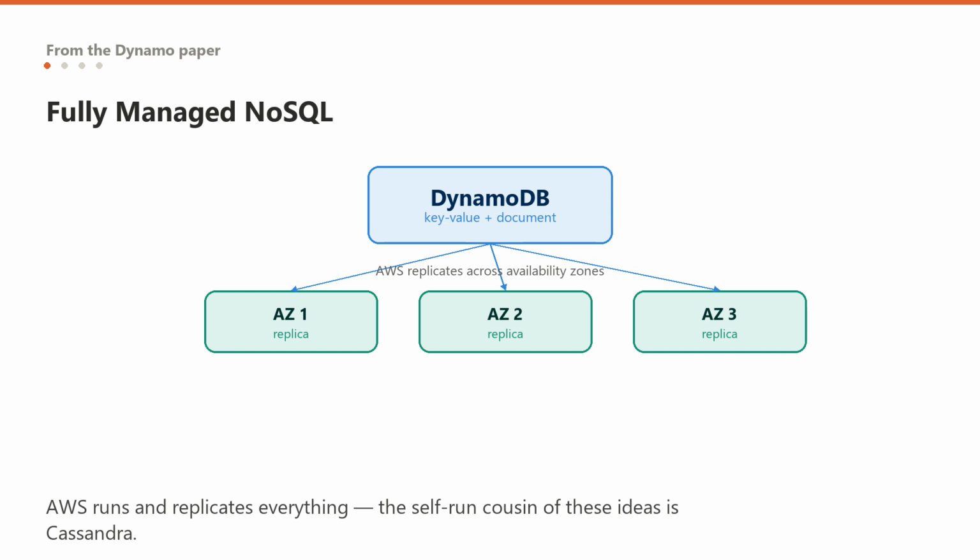It automatically stores copies of your data across multiple availability zones for durability, and it delivers single-digit millisecond latency even at enormous scale. Keep in mind, DynamoDB grew out of Amazon's Dynamo paper. In our next episode, Cassandra, you'll see these exact same ideas: partitioning, replication, tunable consistency, but in a database you run and operate yourself.